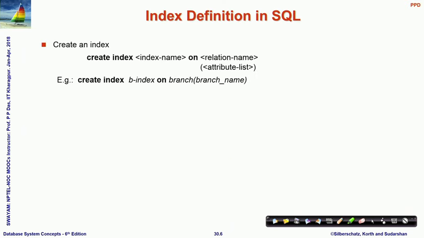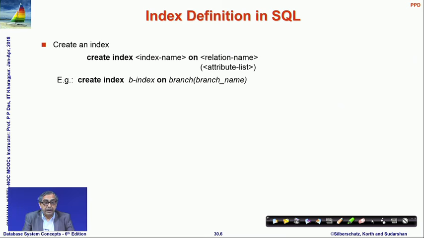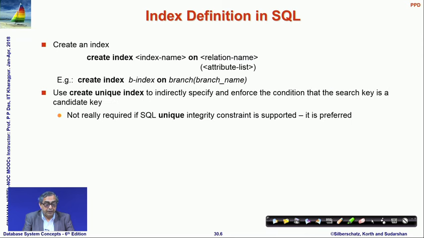An index can be defined in SQL in a very similar syntax as you create a table. So, you say create index, put a name for that index, and then you say on which relation you are indexing, and put the list of attributes on which you are indexing. So, the branch relation can be indexed on branch name, and I may call that B index.